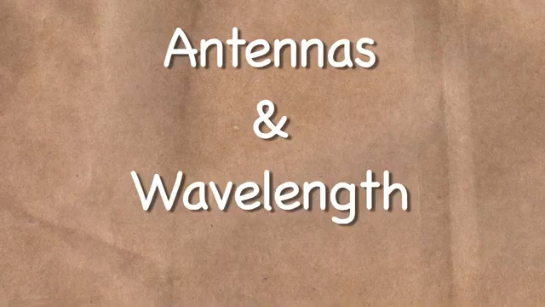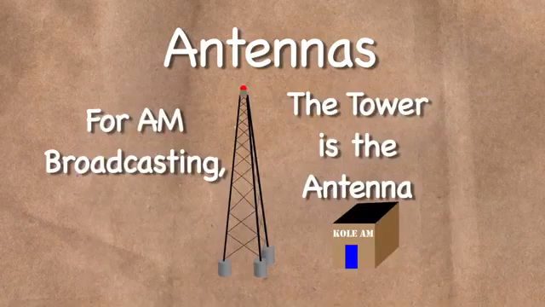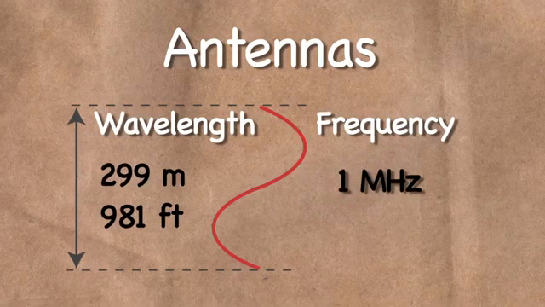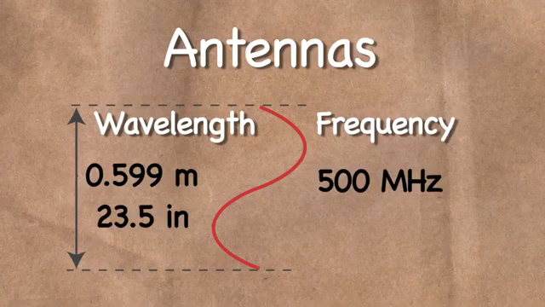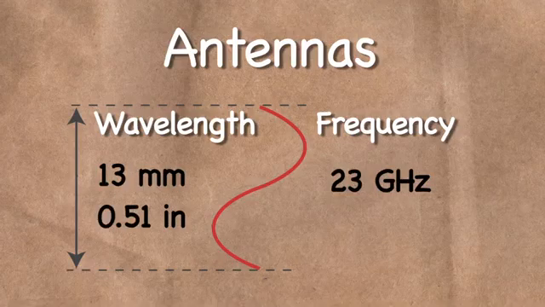Many antennas are placed on top of or on the side of a tower, but for AM stations, the required height is so great that the tower becomes the antenna. Of course, higher frequencies have smaller wavelengths, and it becomes easier to make components for these frequencies. For example, an RF signal with a frequency of 23 gigahertz has a wavelength of just 13 millimeters, or just over half an inch.